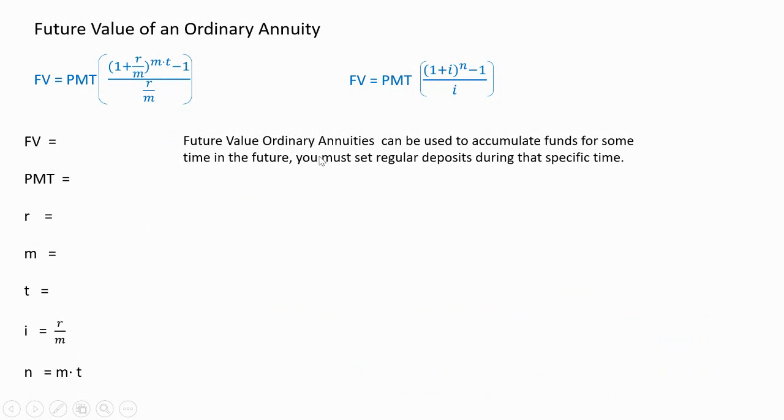Okay, now the future value of ordinary annuities can be used to accumulate funds for some time in the future, but you must set regular deposits during that specific time. Okay, again, you're going to start, right? So here you're going to input a certain amount of money, the same amount every month or every compound period, for a specific time, like say for 5 years, 10 years, whatever you want to set.